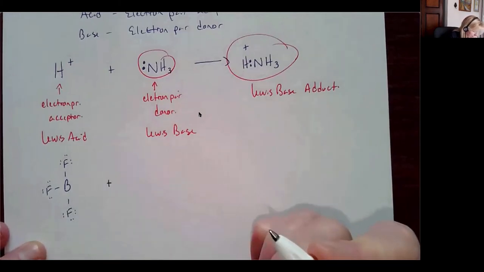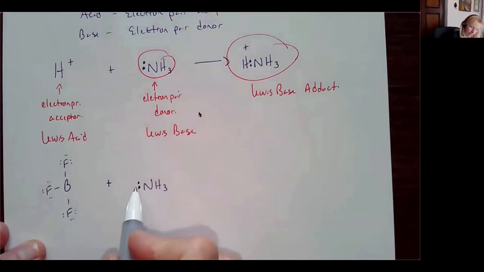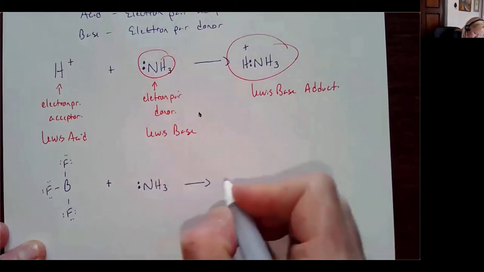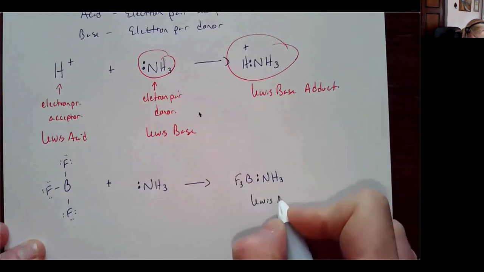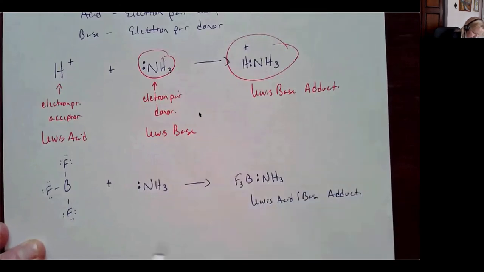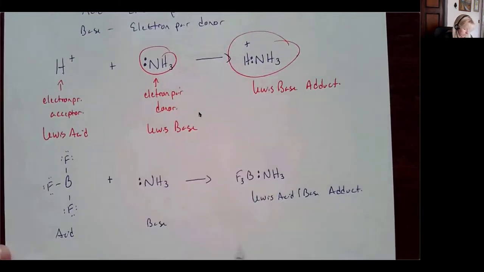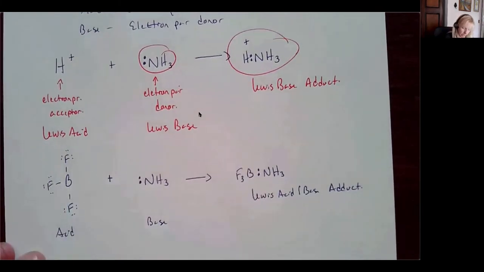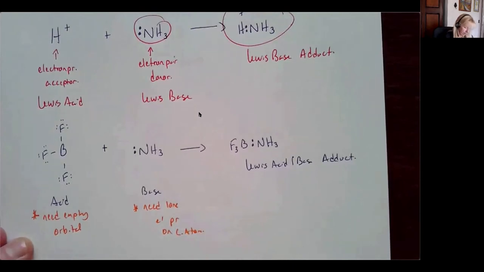If I allow that to bind with, say, NH3, NH3 can donate this electron pair, and it forms this BF3-NH3 Lewis acid-base adduct, where this is my acid and this is my base and this is my new compound. So I need an empty orbital here for this to happen, and I need a lone electron pair on my central atom. And if I have those two conditions, then I have the ability to form this Lewis acid-base construct.